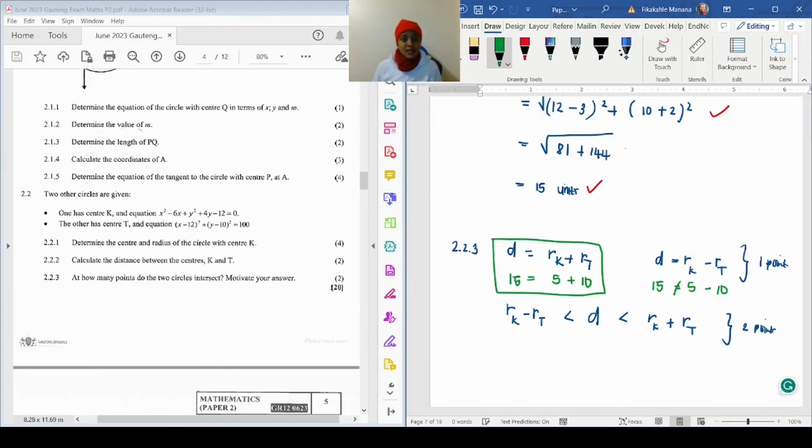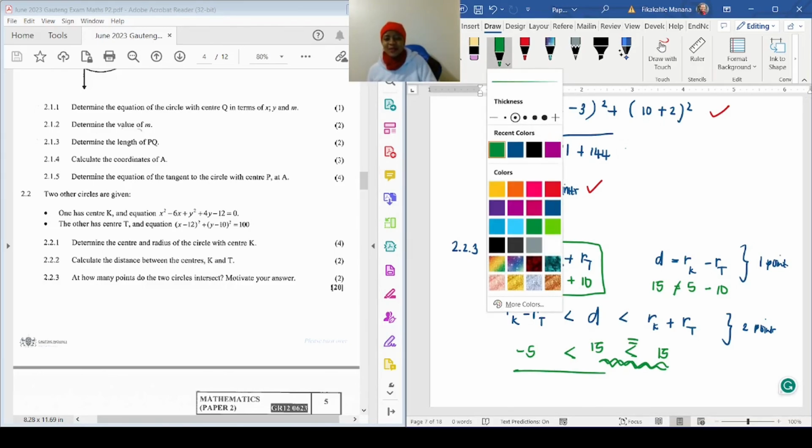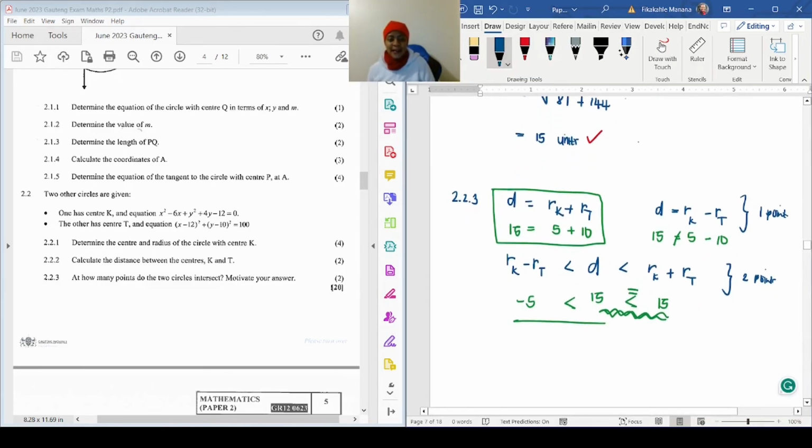Out of curiosity though, let's check if this doesn't apply. So K, which is 5 minus 10, let's see. So we know the distance is 15, right? And then this is 15. So this is minus 5. So this part, yes, that's true. But here, it ain't true. It's actually equal. So we can then conclude from this statement that the two circles intersect at one point.